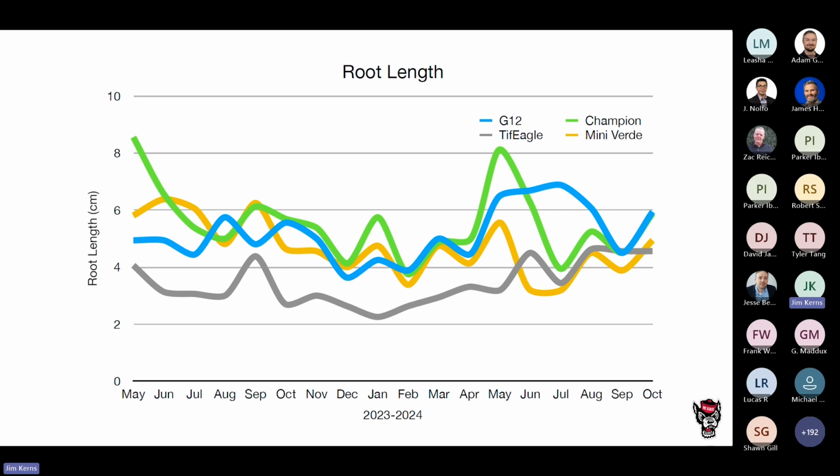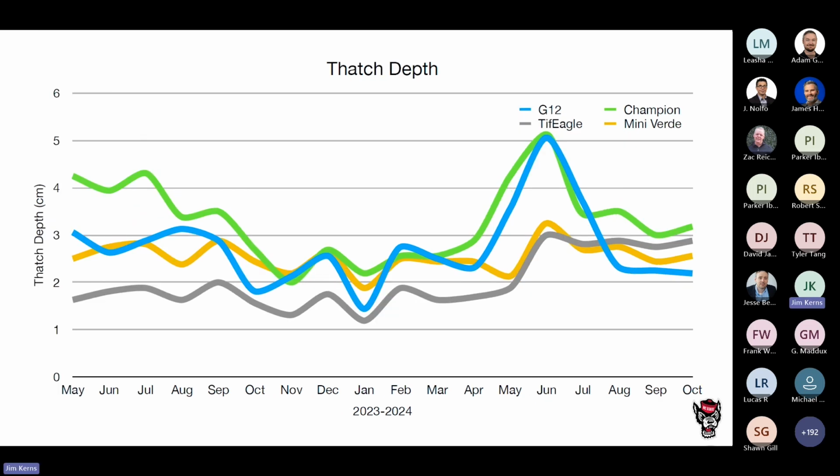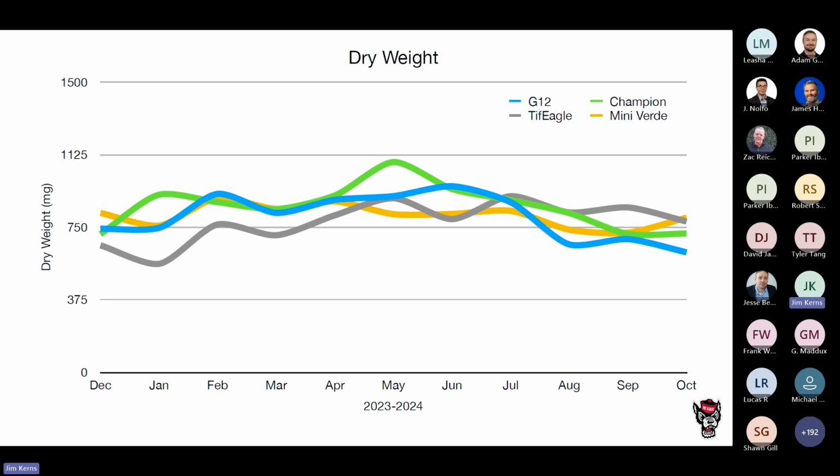But you see not a lot of differences amongst the different cultivars. Thatch depth, not too many differences either, at least none that I think is worthy to write home to mom about. And then dry weight, once again, right? We're only putting on a little bit during that May and June period. And so the other issue with the ultra dwarfs is, I've already told you that, this July through October is critical.